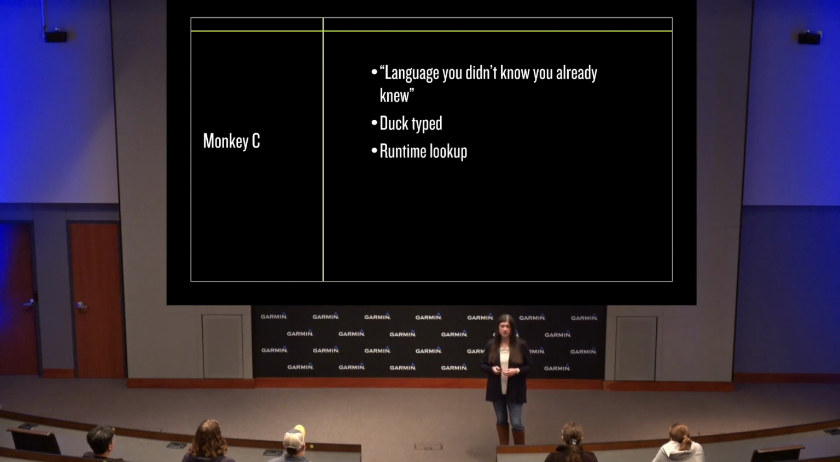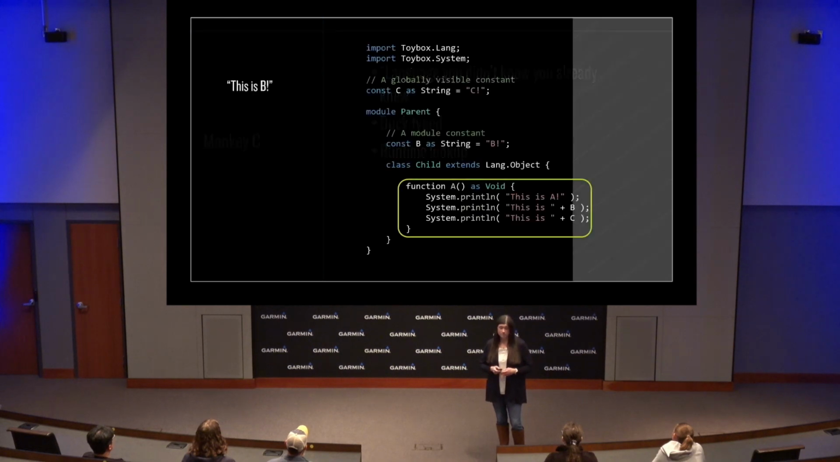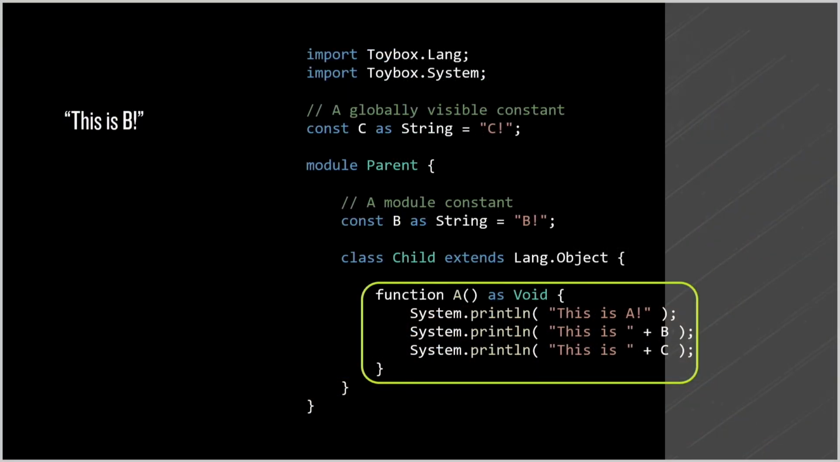In addition to being duck-typed, Monkey See is a message pass language. So when a symbol is invoked, the virtual machine executes a lookup operation at runtime to find the symbol. The search starts at the narrowest scope and seeks outward. Given this example, invoking the instance method A on a child object would execute 3 simple print statements. However, 2 of them would require runtime lookups.